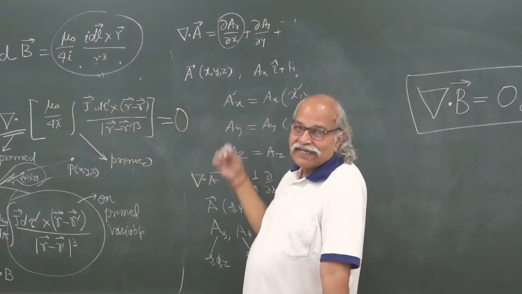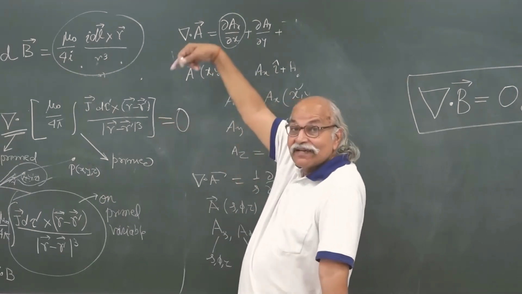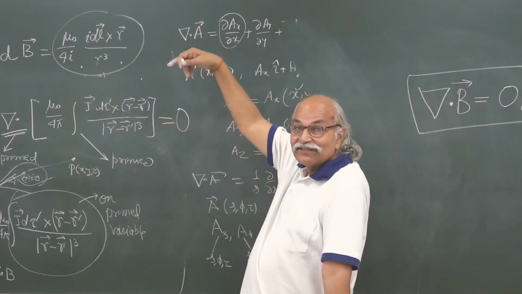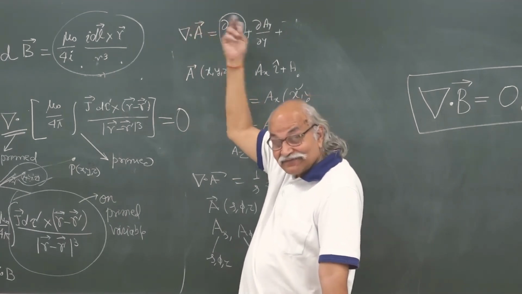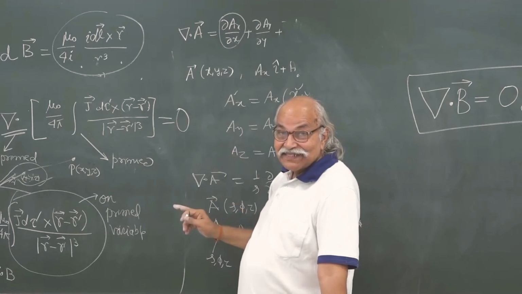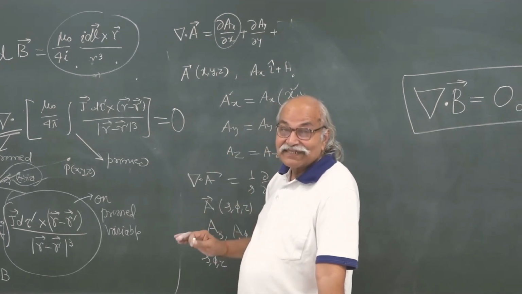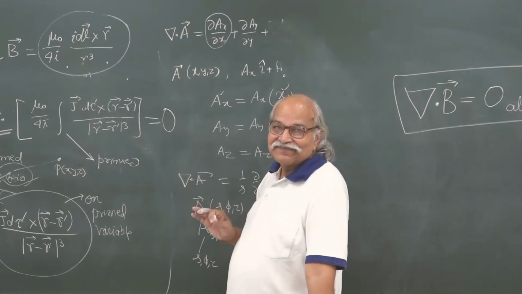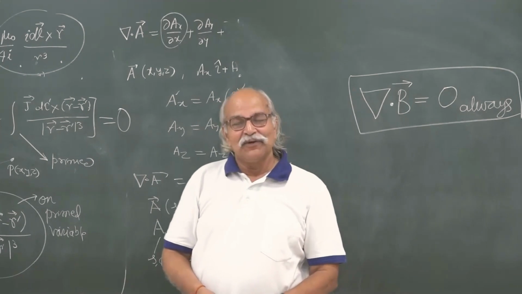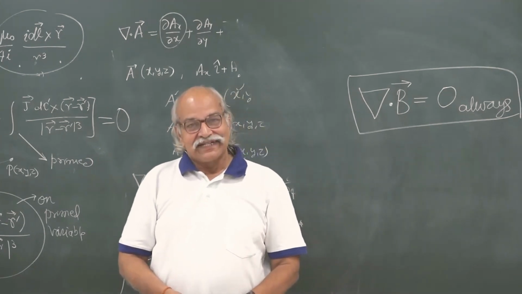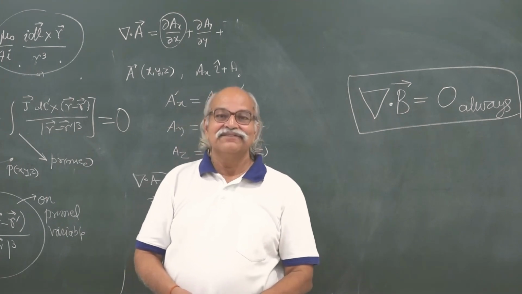Okay. So, in all cases, not only current distributions, as I told, even if the other way of creating magnetic field, a changing electric field, is used, there also the divergence of B is 0. It is a universal law, divergence of B is always 0. So, next time we will talk of another operation on vector fields, and that is known as the curl of the vector field.